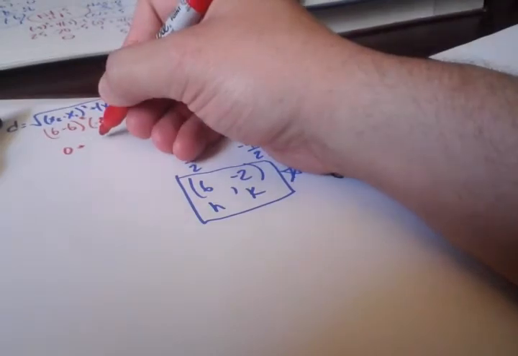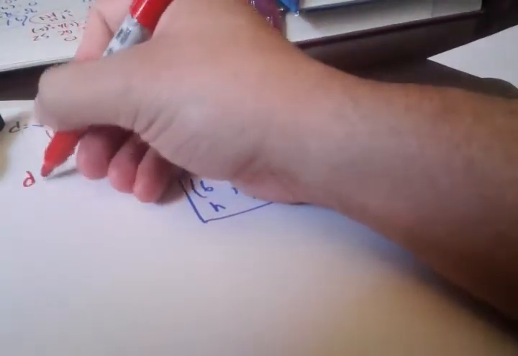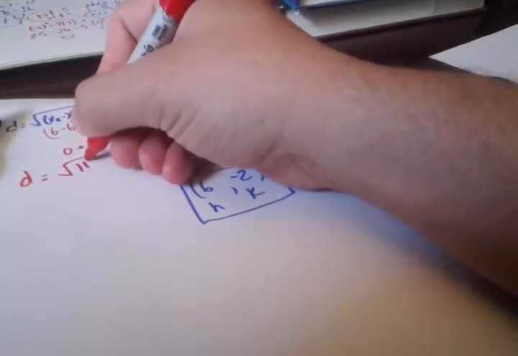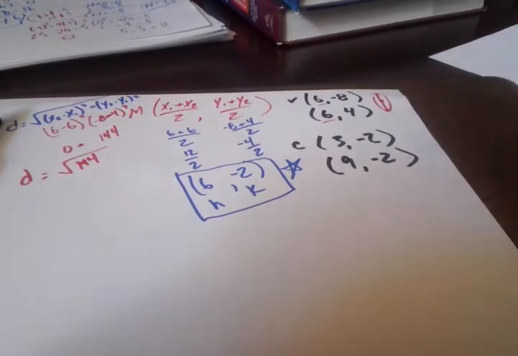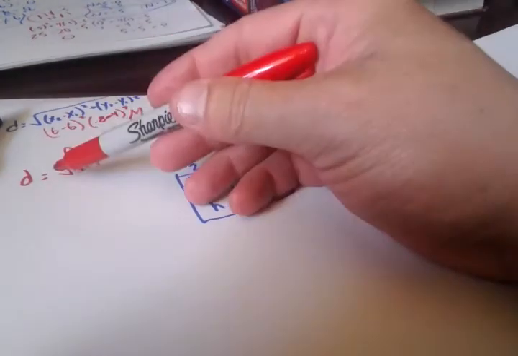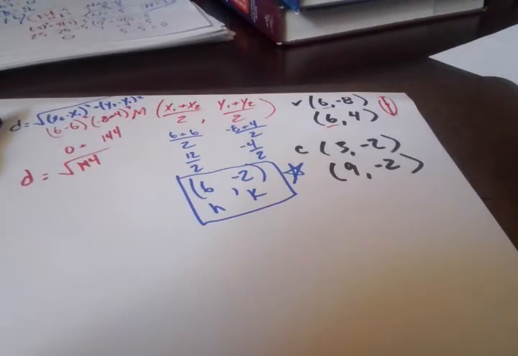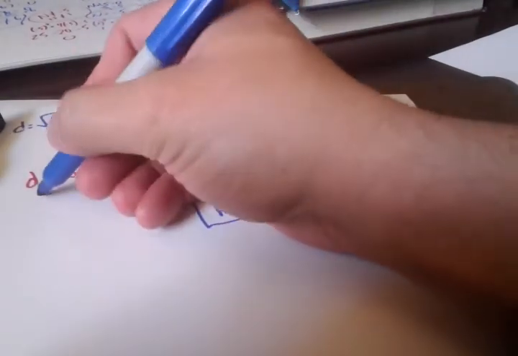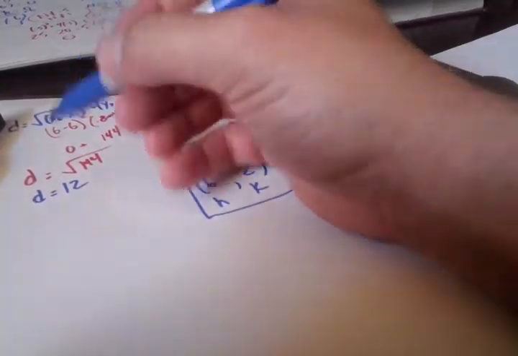Negative 12 squared is 144. So I have 0 plus 144. It looks like the distance of the major axis is the square root of 144. Now I use d for distance, but don't forget, we can simplify that to d equals 12, because radical 144 is 12.